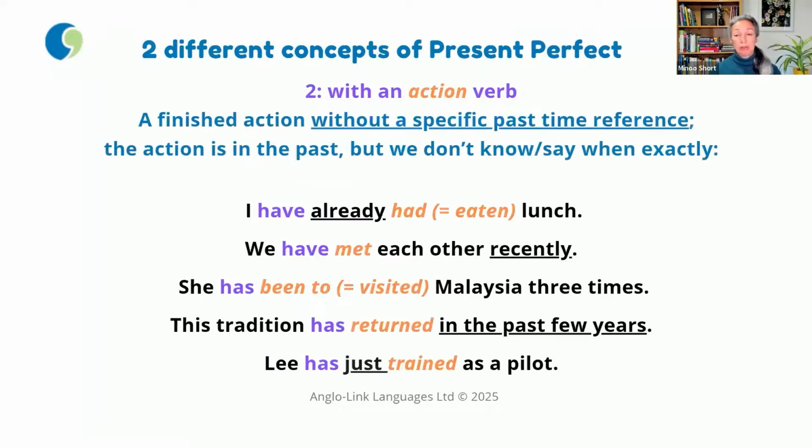But the second and very different concept of present perfect is when we use it with an action verb. Now it refers to a finished action, but without a specific past time reference. The action is in the past, but we don't know or say when exactly. For example, I've already had, which means eaten in this case, lunch, an action, not a state. We have met each other recently. She has been to, which means visited, Malaysia 3 times. This tradition has returned in the past few years. Lee has just trained as a pilot.